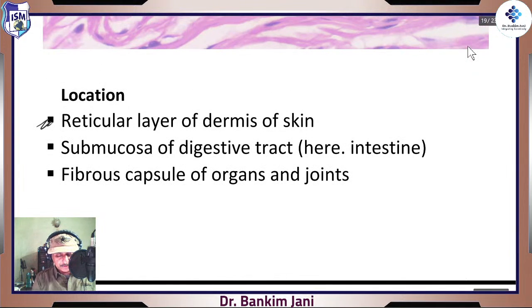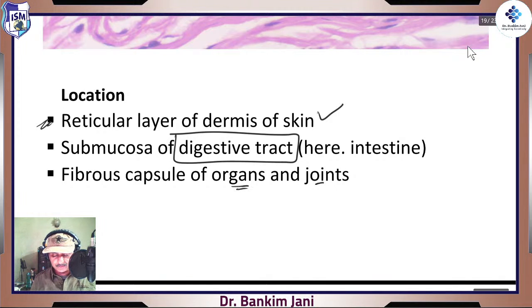It is found in the reticular layers of the dermis of skin and the submucosa of the digestive tract. This is the commonest, and also the fibrous capsules of organs and joints. Just the capsules, those fibrous capsules, when they are connected.